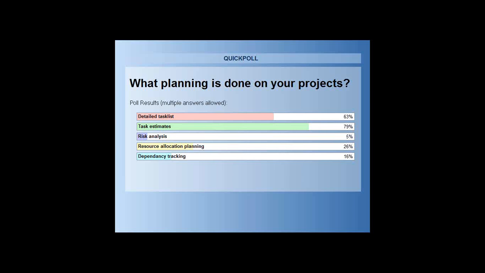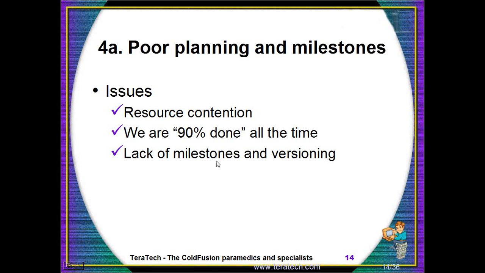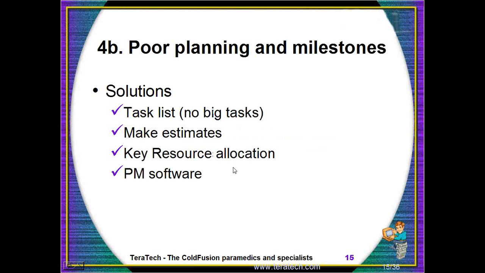So let me just say what the final issue I saw on poor planning is: lack of milestones and versioning. So having release versions, instead of the ongoing death march project where you never know you're done, it's much better to split it up into smaller chunks and release them and make sure they work okay, and then move on to the next version. So what are some of the solutions on poor planning and milestones in a ColdFusion project?